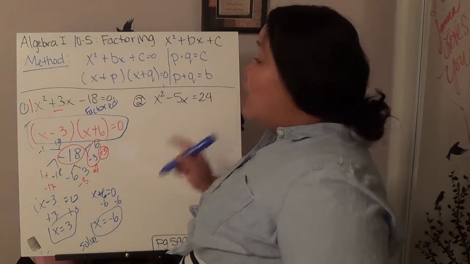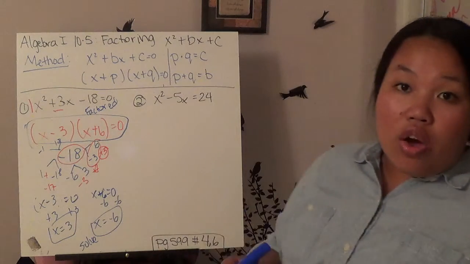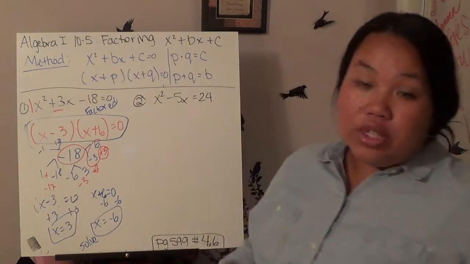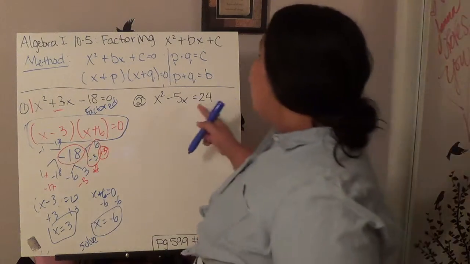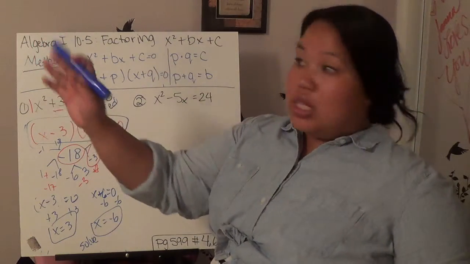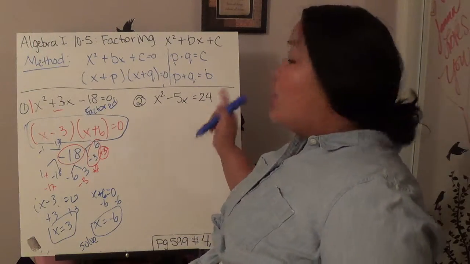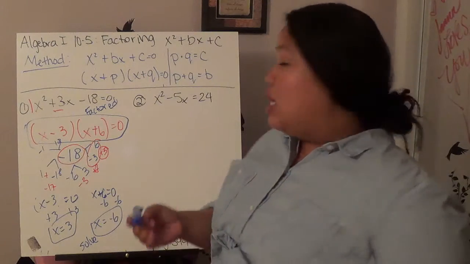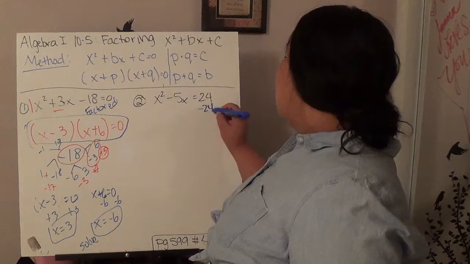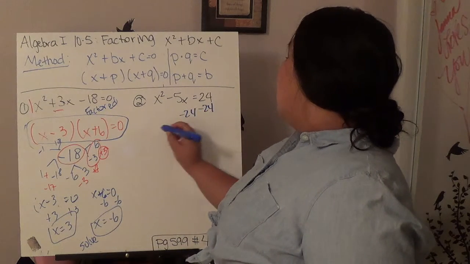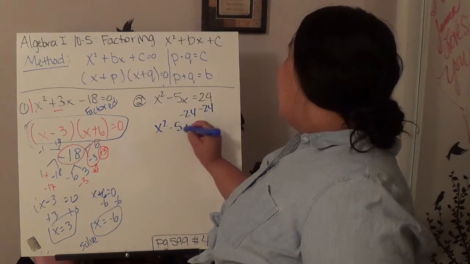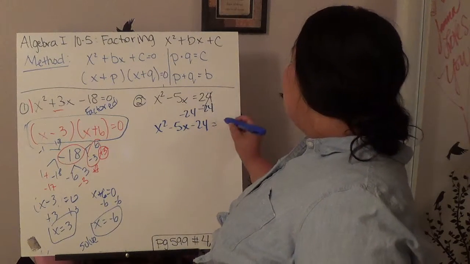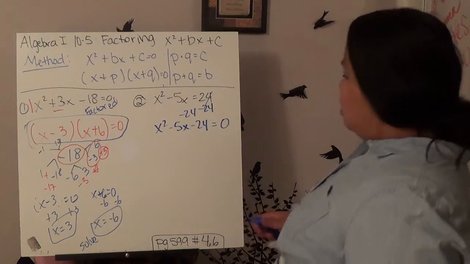So this one, again, remember last section, I can only solve when this is equal to 0, because otherwise this whole method of making it equal to 0 doesn't work. So in order to do that, I need everything on one side of the equal sign. Since there's a 24 here, how do I get it on the other side? The opposite of positive 24 is negative 24. So I'm going to subtract 24 on both sides. So I have x squared minus 5x minus 24 equals 24 minus 24, which is 0. I just have to represent it with 0.